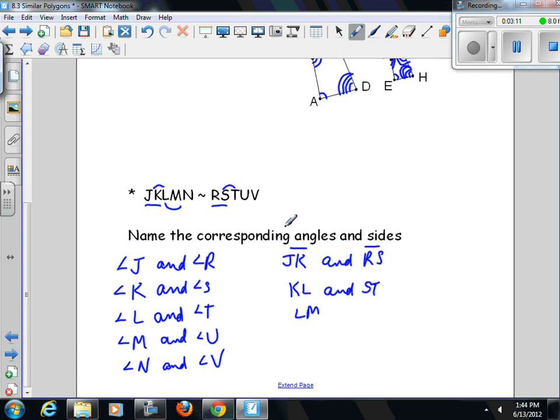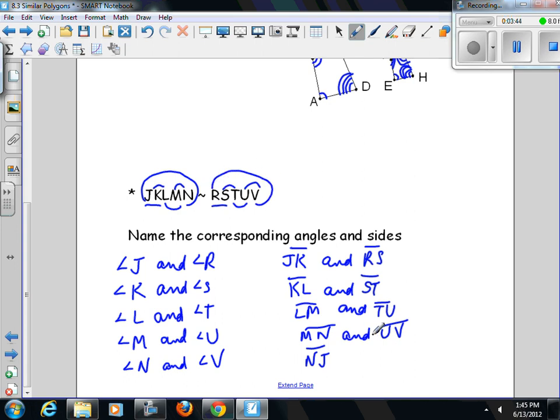LM and TU. And I should put the bars over the top. MN and UV. And lastly, we do have to connect this. Remember, the very last one is going to go back to the first. So we're going to have NJ. And with the last going back to the first in the second statement, VR.